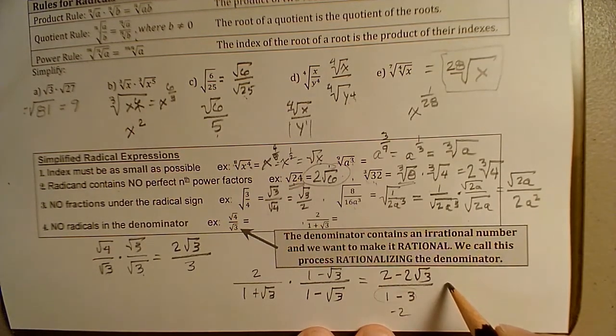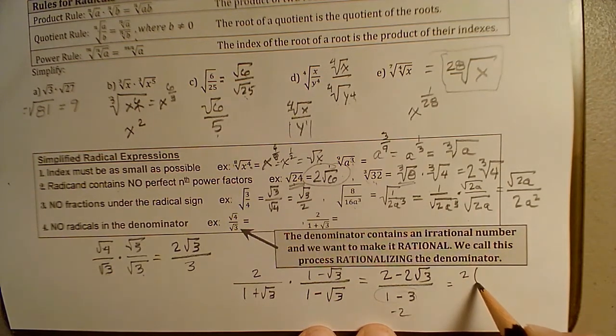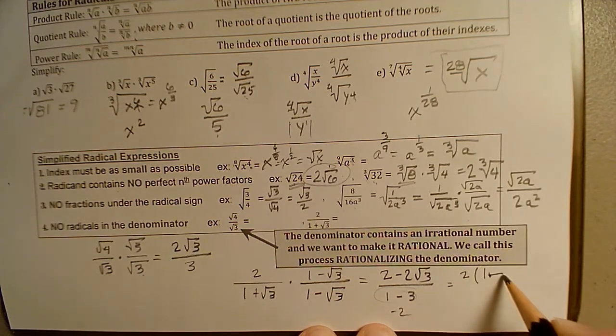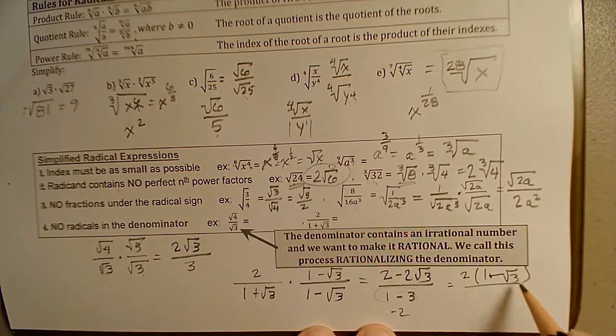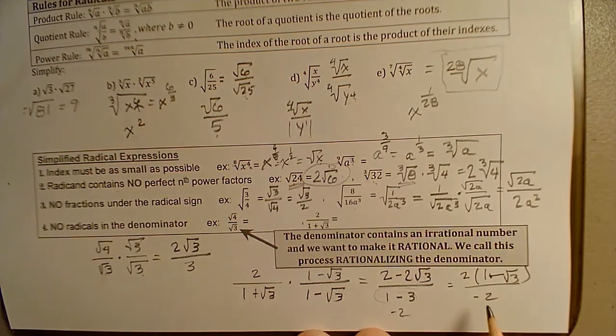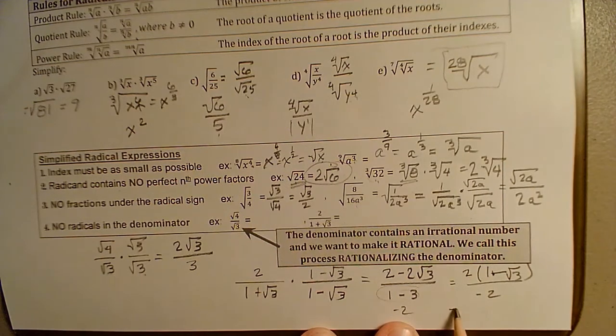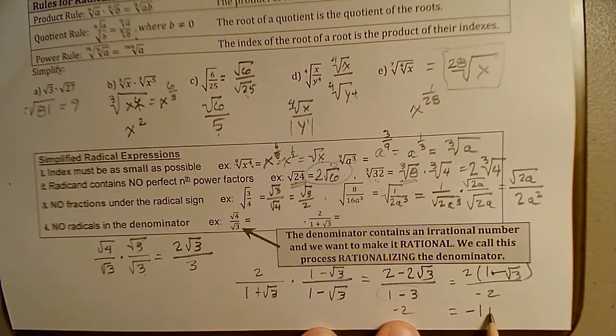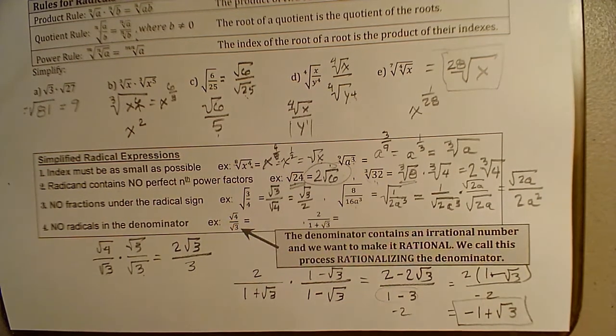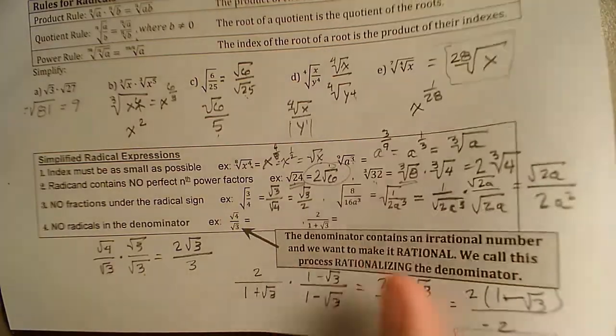We could factor a 2 out, so we could do 1 minus the square root of 3 over negative 2, and then I could reduce those 2's. But what I would want to do then is bring that negative up. So my final answer for this will be negative 1 plus the square root of 3. All right? So that's kind of how we rationalize the denominator when it's a binomial. All right, let's move on to the next page.